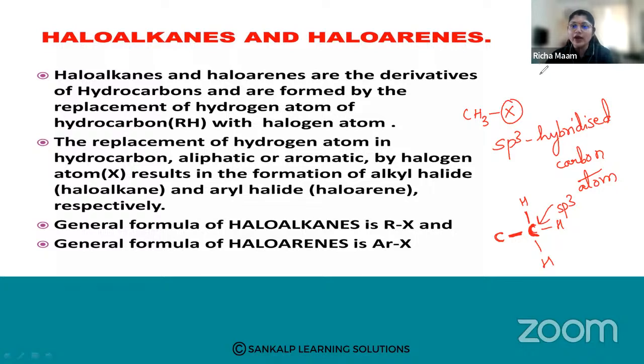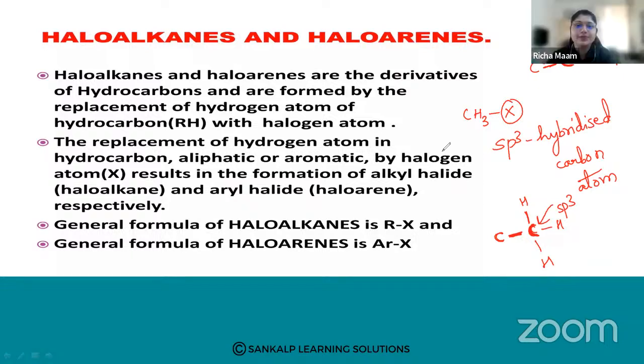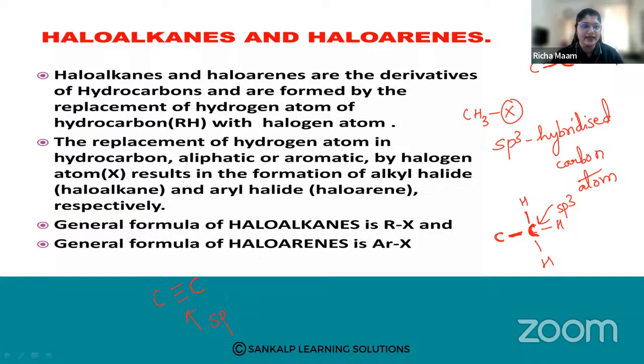Now, when you have a double bond carbon, and I want to check the hybridization of this carbon, it is having a double bond, so it is sp2 hybridized. Another example, if I have a triple bond carbon, it is sp hybridized. So this is the hybridization.